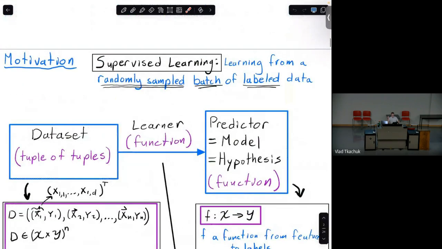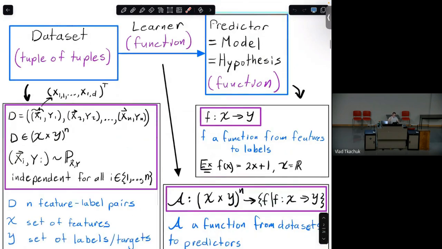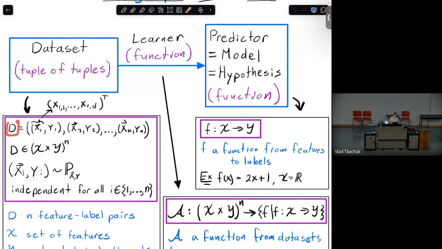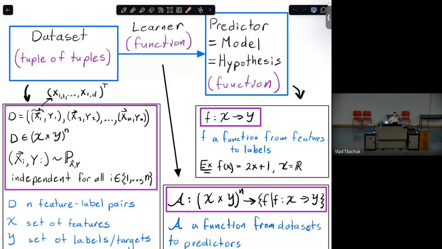It's because in supervised learning, we think of the data as being randomly sampled. This is a standard way of thinking about it. And what's the data here? The data is the data set. So we think of the data set as being randomly sampled, as if it was just gathered in some random way. And here it's going to be gathered in an even more special way, which is that each one of these feature label pairs is gathered independently of the others.